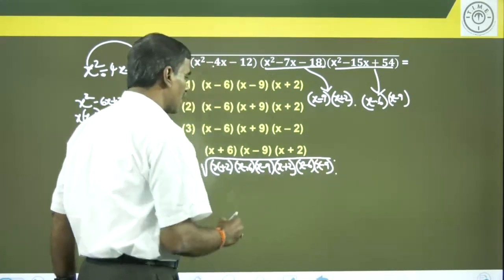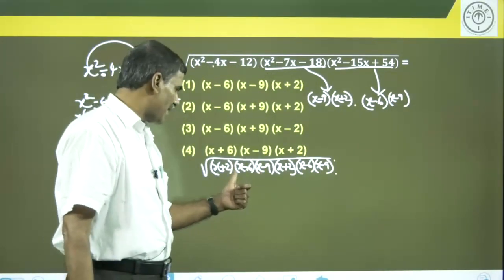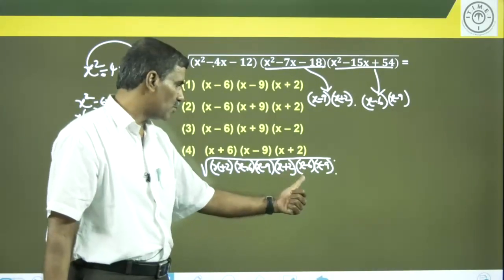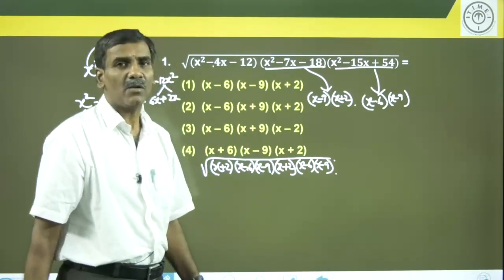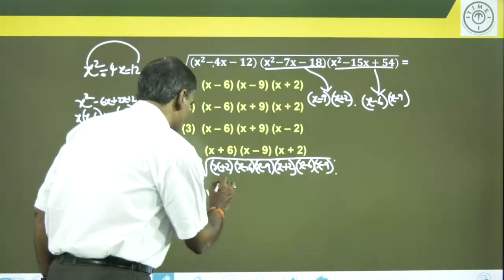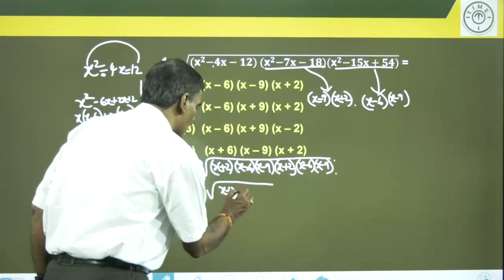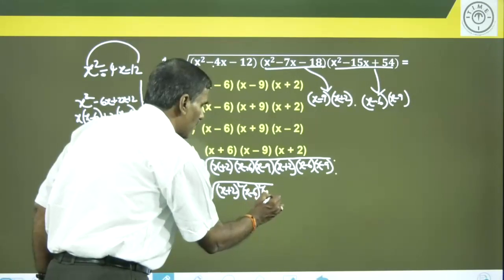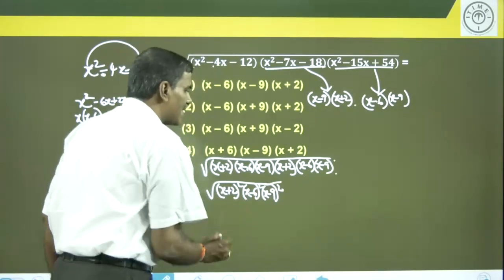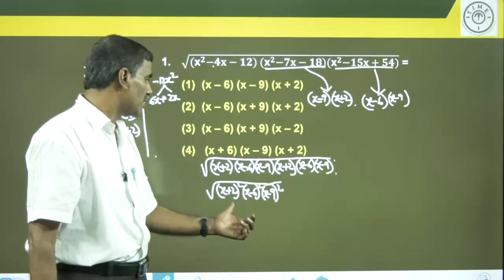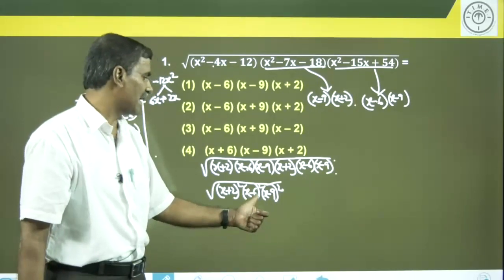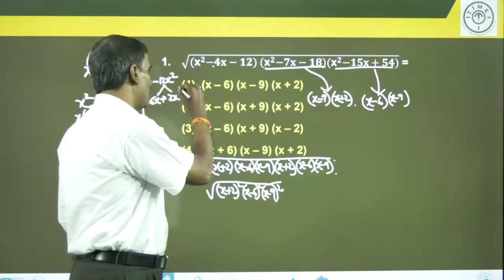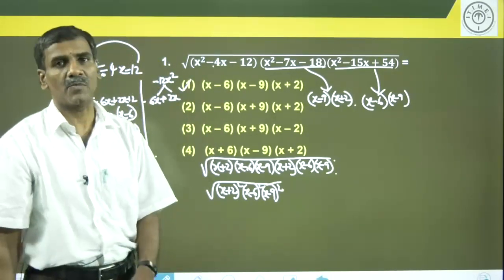So we will write this one in that way. Now it is nothing but x minus 6 into x minus 6, which is x minus 6 whole square. x plus 2 into x plus 2 will be x plus 2 whole square. x minus 9 into x minus 9 will be x minus 9 whole square. So in other words, it's basically x plus 2 whole square into x minus 6 whole square into x minus 9 whole square. So square and root can be cancelled. In simple terms, it is x plus 2 into x minus 6 into x minus 9, which is given in choice 1.